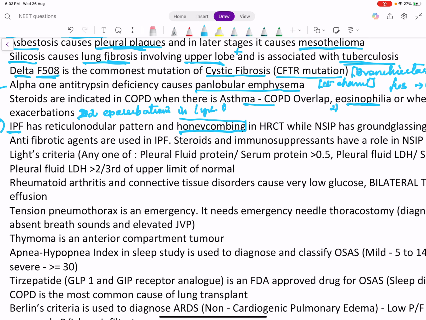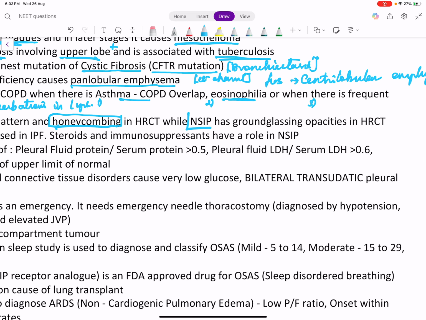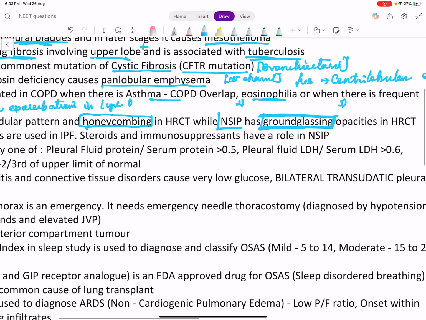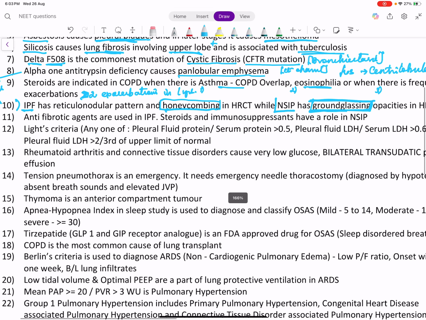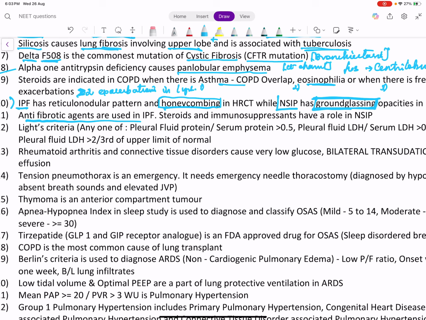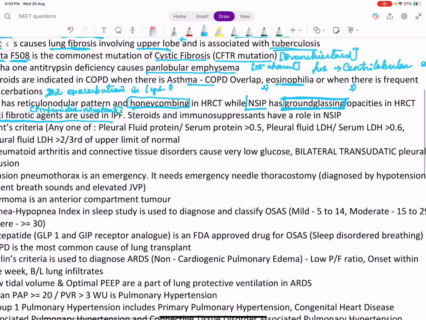Honeycombing is typical of UIP or idiopathic pulmonary fibrosis, whereas NSIP, non-specific interstitial pneumonia, shows ground glassing. Ground glassing is where we are able to see the airways through the opacity. Honeycombing is IPF or UIP. Ground glassing is NSIP. So in IPF, what we give is antifibrotic agents. They are nintedanib and pirfenidone. These are the drugs used in IPF. Whereas in NSIP, we use steroids and immunosuppressants because NSIP is commonly associated with autoimmune diseases except RA, because rheumatoid arthritis is associated with UIP.